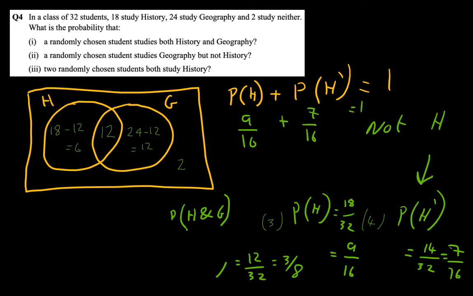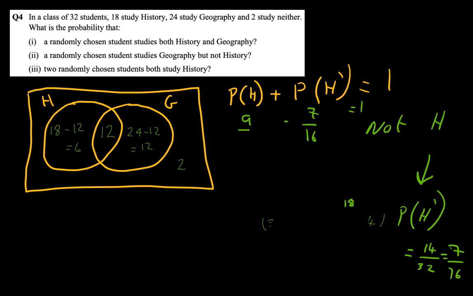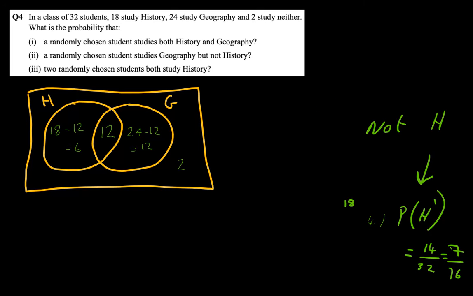Okay, so let's have a look at those solutions. So we've got I, which is the probability a randomly chosen student studies both history and geography. So that is history and geography, which is 12 over 32. And 12 over 32 simplifies to 3/8.